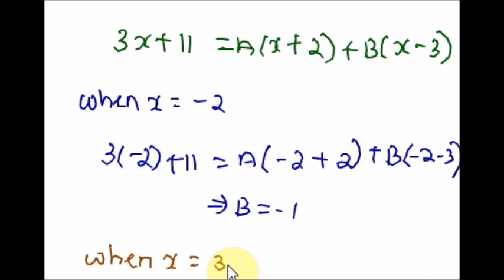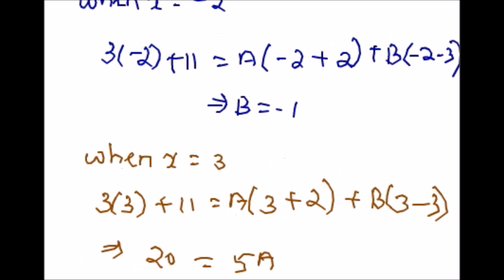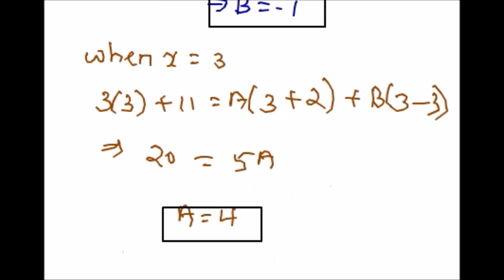Same way, let's check when x is equal to 3. Just replace all x by 3. So 3 times 3 plus 11, that is 20. 3 plus 2 is 5, 5a, and this would turn into 0. So 20 equals 5 times a. If you divide both the sides by 5, you'll be getting a equal to 4. Hope you're clear with this step?